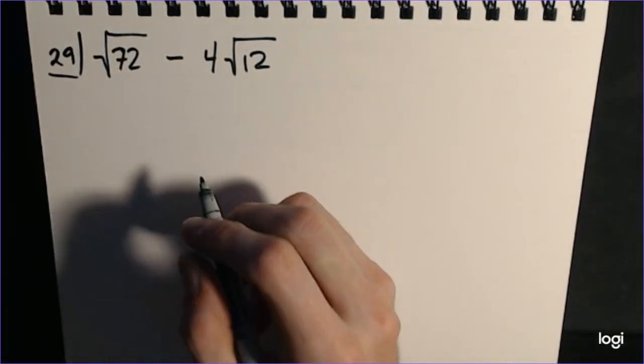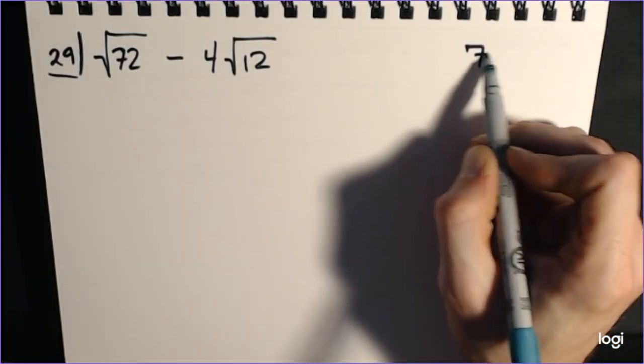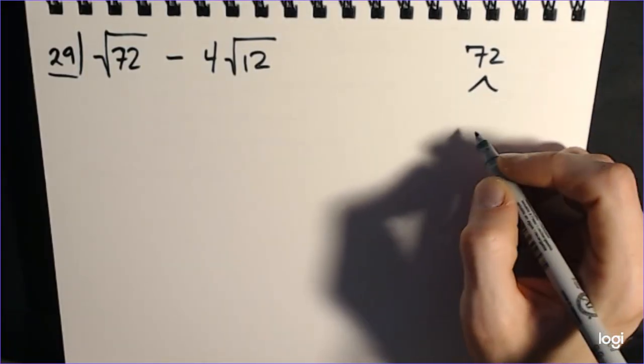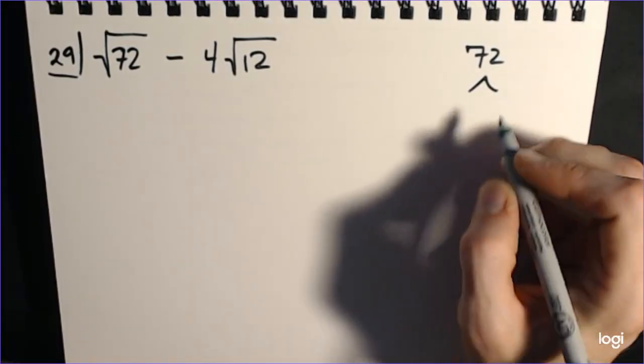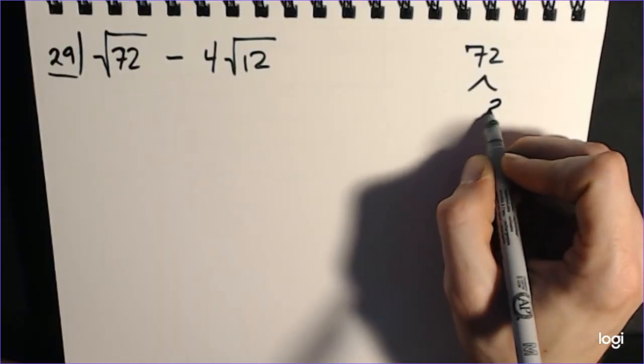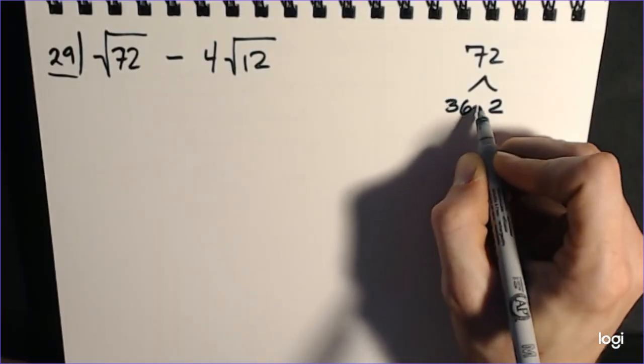Alright, so 72 breaks up into, it is an even number, so I want to divide by 2 first, and we get 36 times 2.